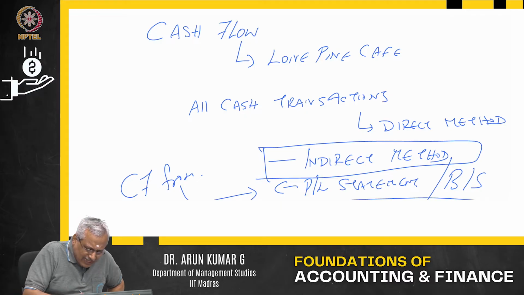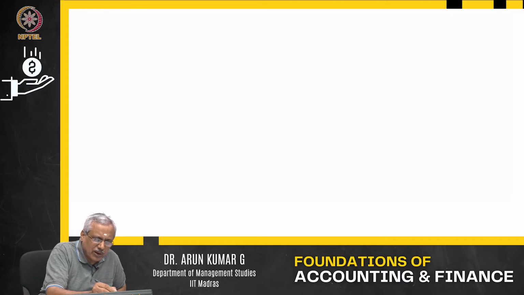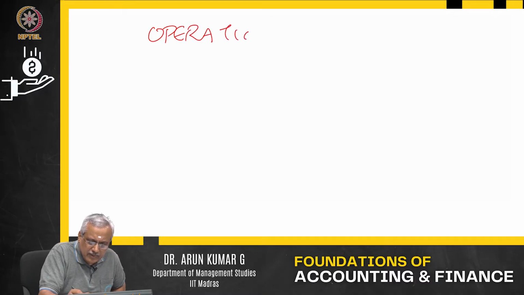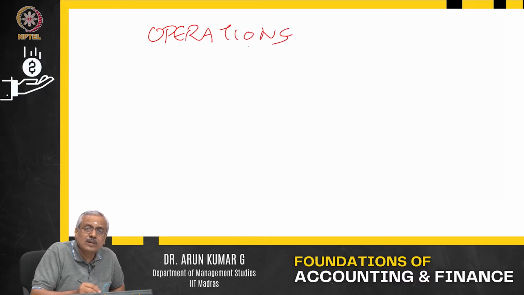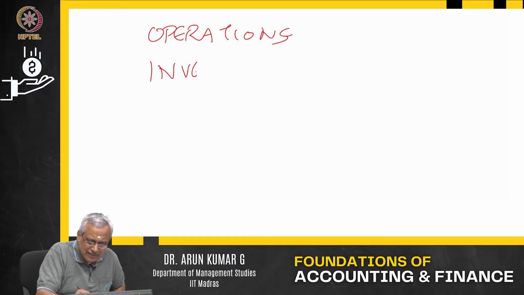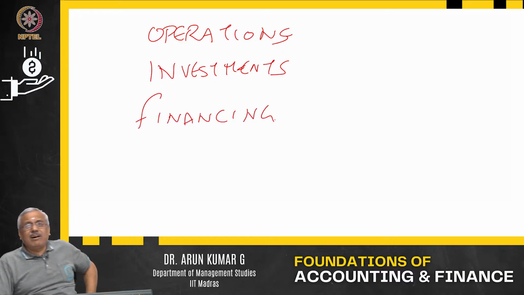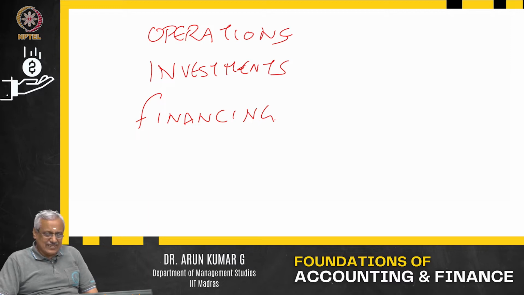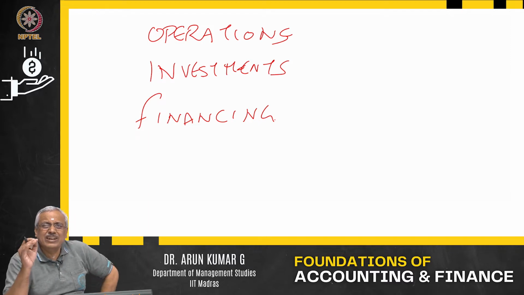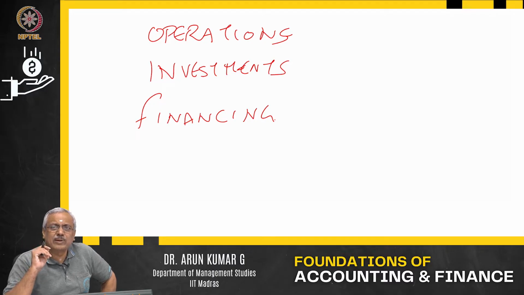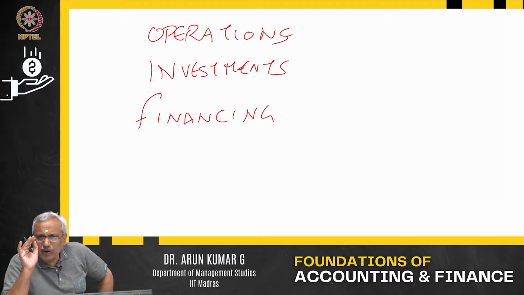Of course, it has the same thing: cash flow from operations, from investments, and then financing. It has all the same three basic classifications that we saw, but we derive it from an indirect method. Let me tell you how we derive it from an indirect method. Let me take a very small example.